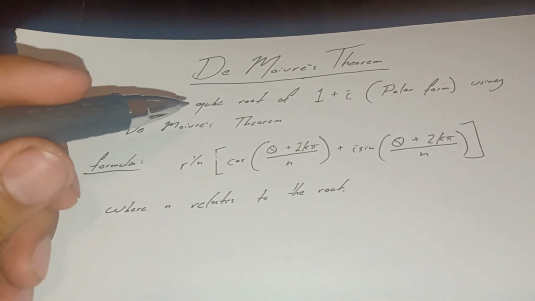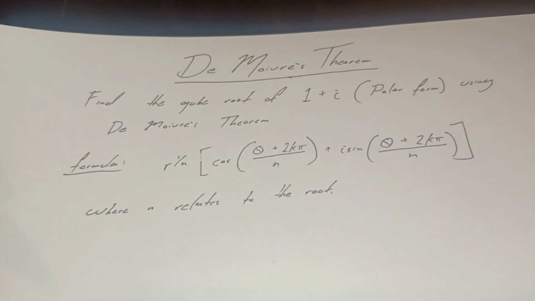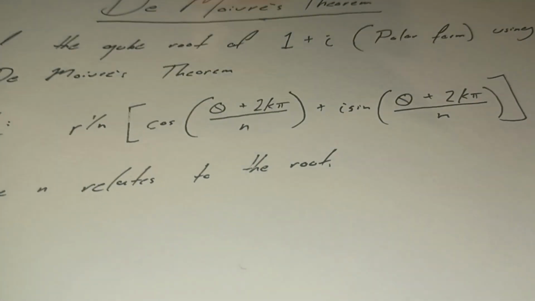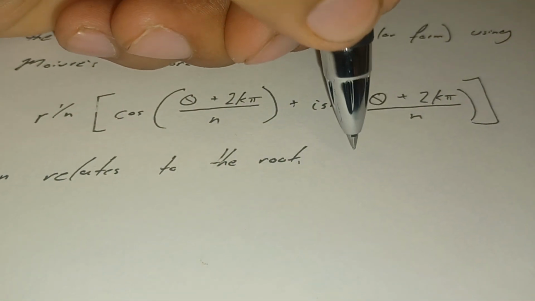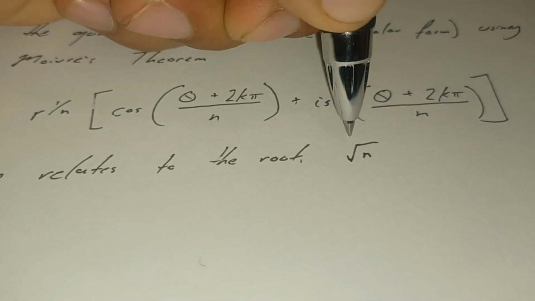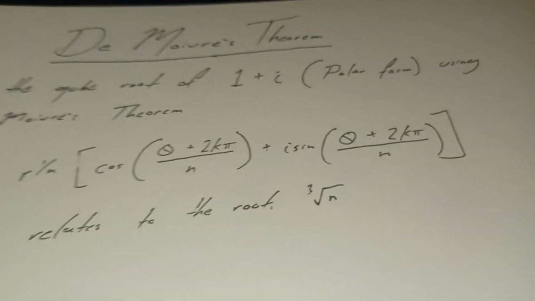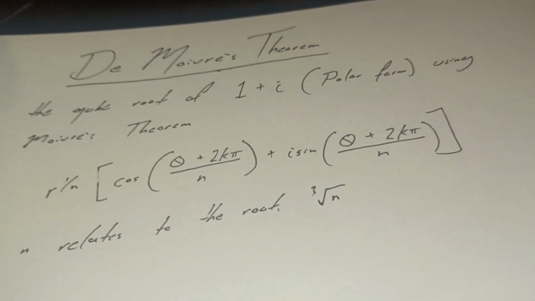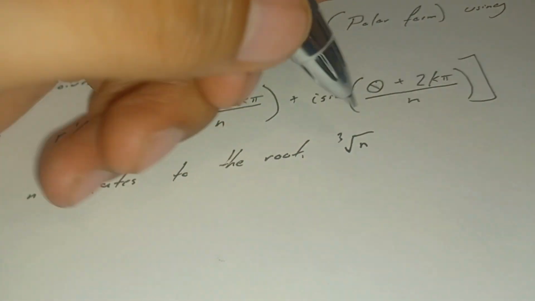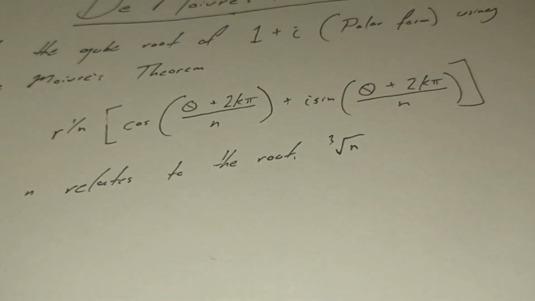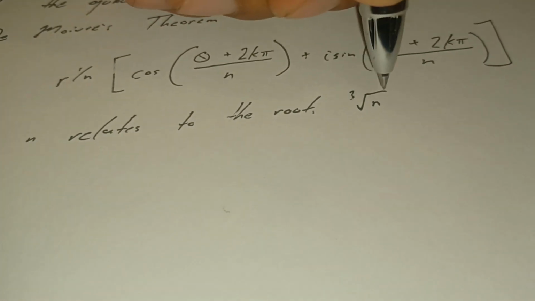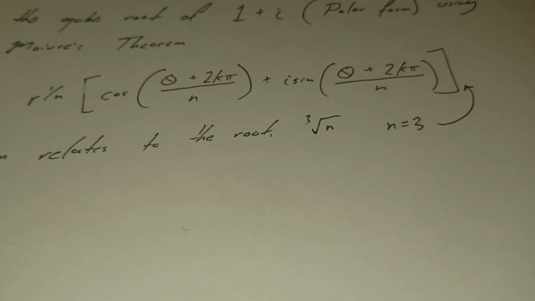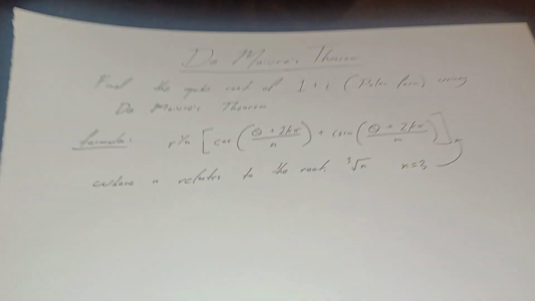Basically, if we're looking for the cube root, what is the cube root? If you didn't already know, which I would expect you to know if you're watching this video, it's the cube root of n, so n times n times n, n 3 times. We have the square root, which relates to this being a 2, but we have the cube root, which relates to this being a 3. So in this case, n is equal to 3 for our formula. So that's what it means, where n relates to the root.